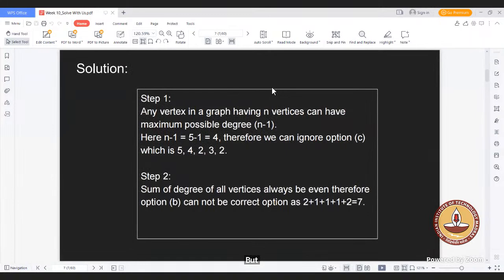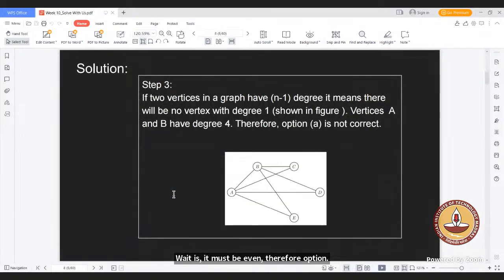As we have discussed, any vertex in a graph having n vertices can have maximum n minus 1 degree. So therefore, degree 4 is the maximum degree that this graph can have. So option C is incorrect. Everyone understood this point, right? And now we'll find the sum of the degrees of all vertices. It must be even. Therefore, option B turns out to be 7, which is an odd number. Therefore, option B is incorrect. And in step 3, as I discussed, if two vertices in a graph have degree n minus 1, it means that there will be no vertex with degree 1.